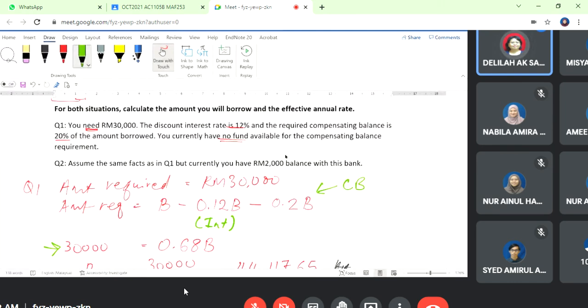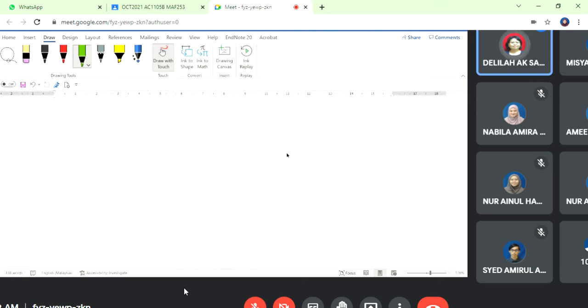Okay, so then we practice again and see what happens when you got 2,000 ringgit in the bank. Okay, how do we adjust this formula for question 2? So the formula is still the amount required, 30,000, okay, is equal to the amount borrowed, B, okay, minus the interest, 12%, because this is a discount interest loan. Okay, kalau kita simple interest loan, kita tak tolak interest, remember.